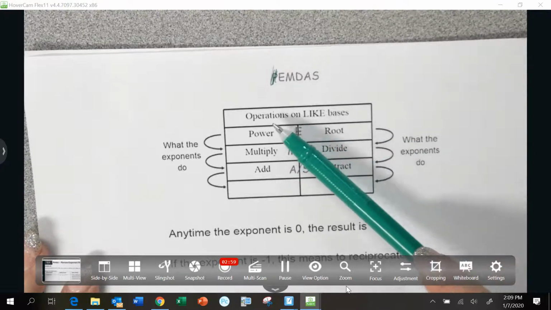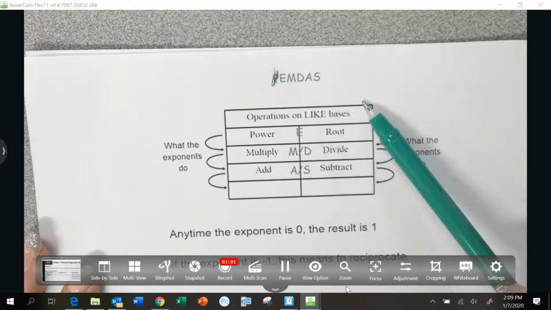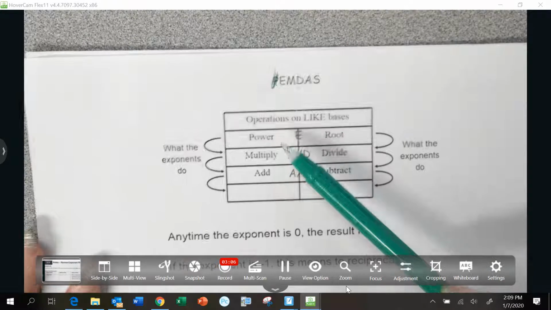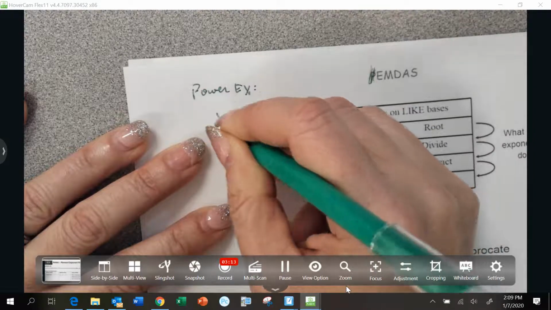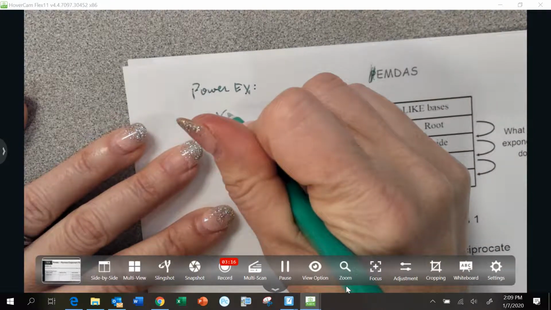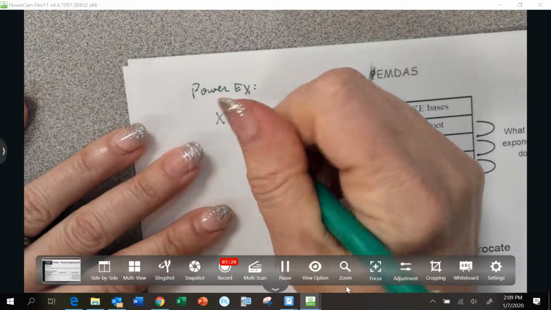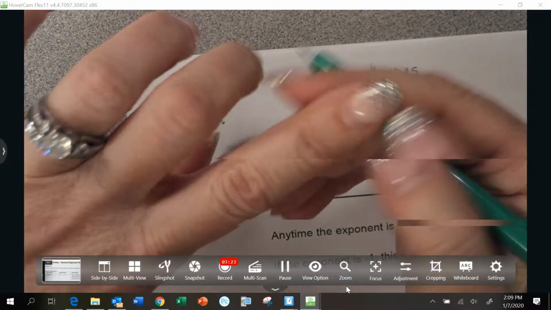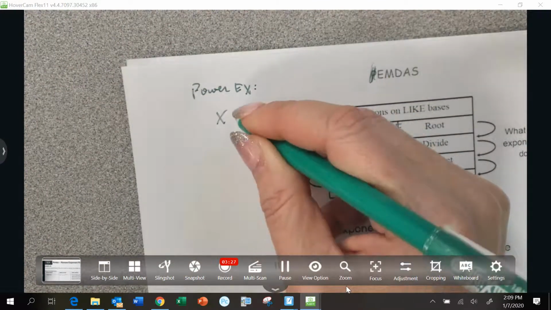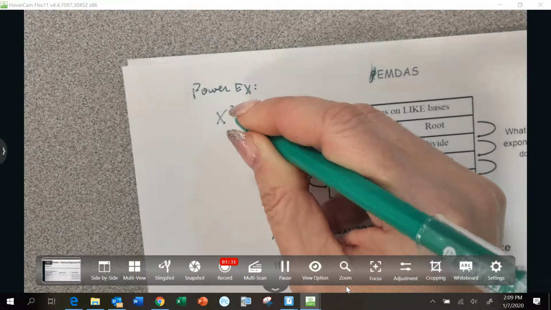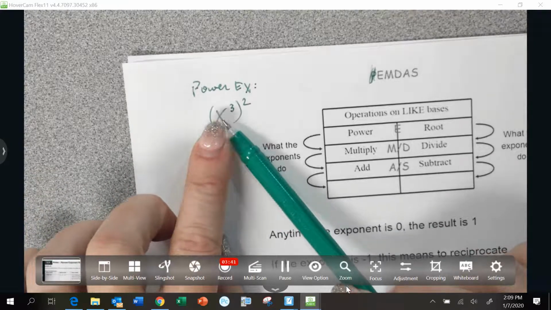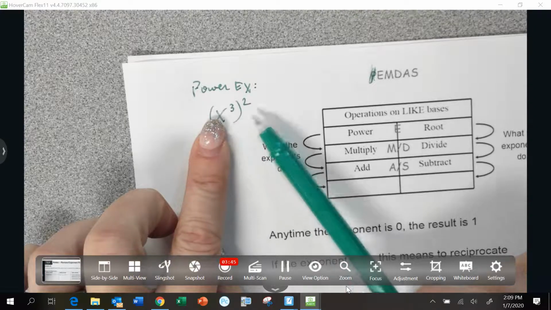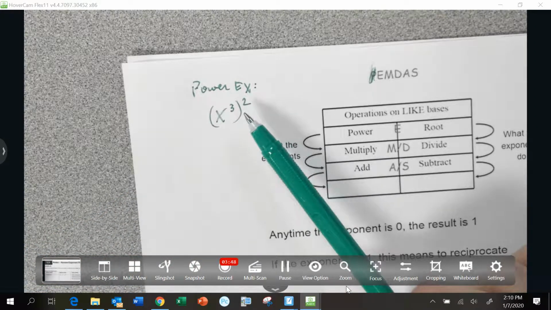This chart right here starts with operation on like bases. So let me give you an example of a power on like bases. Here's an example. X to the 3rd to the 2nd. This is an example of power. This would say, hey, this base, what's the operation for this base? You'd say, oh, it's being squared, right? You'd say that's a power for this base.